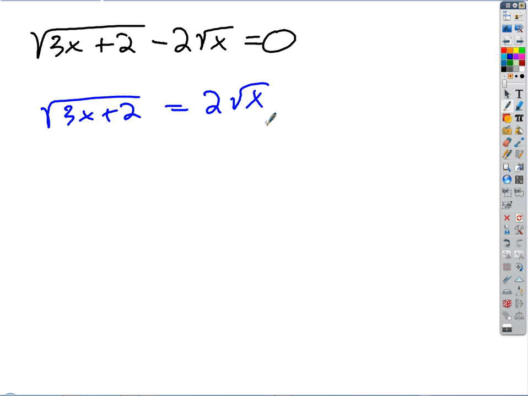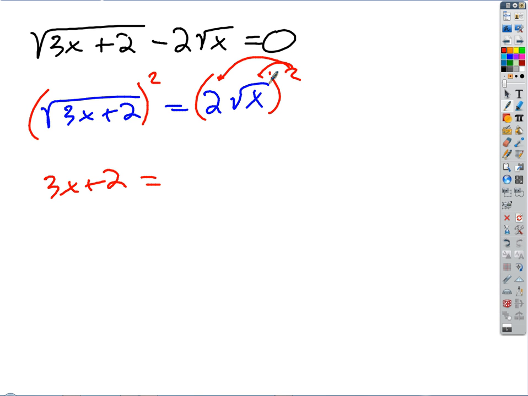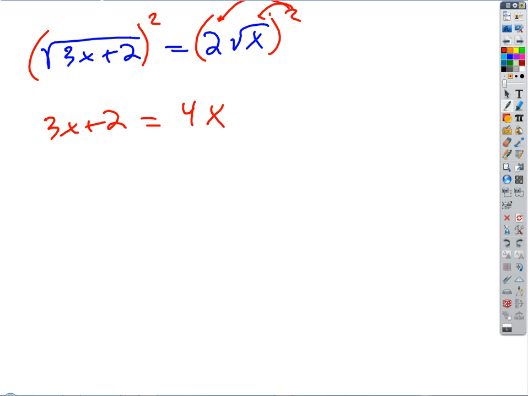Now, have I truly isolated the square root of x on this side? No, but if it's multiplied by 2, that's still easy to square both sides. So now we'll change colors and square both sides, and what do we get? We get 3x plus 2 equals, and I have to distribute the 2 to both factors, so square both the 2 and the radical: 4x. That's easy to solve. Push everything to this side, subtract 3x from both sides and get x equals 2.